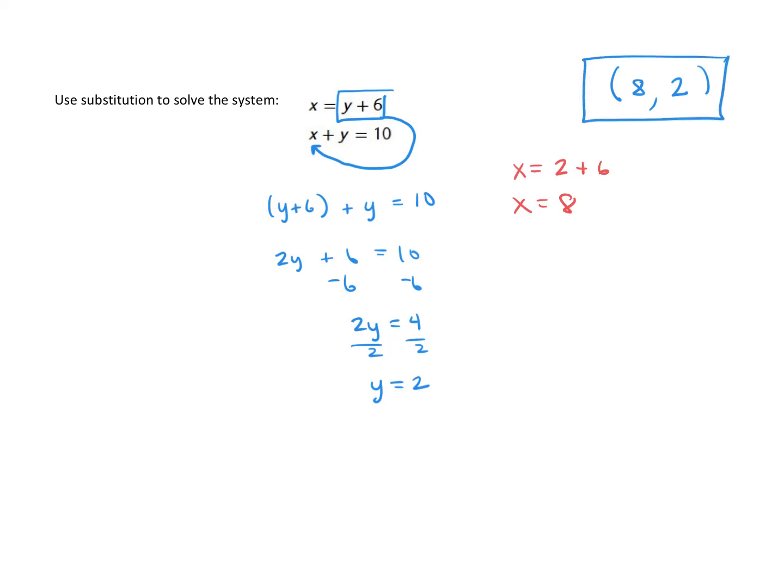And remember, we could check the solution. We could plug it into both equations to see if this point is on both of those lines, if it's a solution for both lines. You could graph both of your lines if they were solved for y, just on your graphing calculator real quick to see if the two lines cross at the point 8, 2.